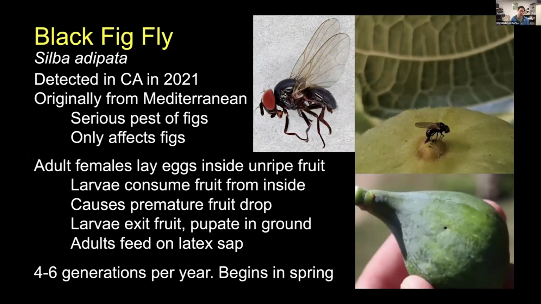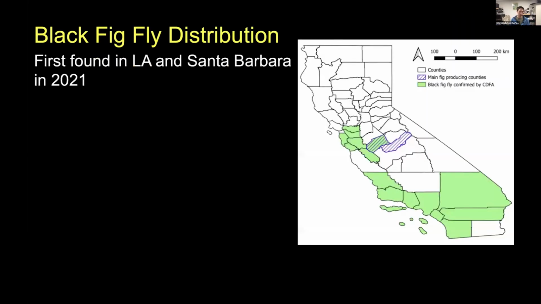There's generally about 4 to 6 generations per year, depending on temperature, weather, all that stuff. And generally speaking, it begins in the spring, and they start to correspond with when figs are present and available. So across the state, here's the black fig fly distribution. The areas in green are areas where black fig fly has been confirmed by CDFA, and these little hatched purple areas in Merced and Madera counties are the main fig producing counties. So it started down here in Southern California, and it's now spread up into more central California and into those areas with figs.